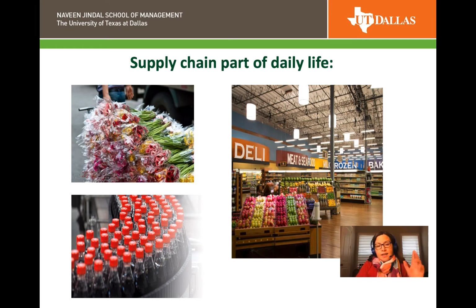So the supply chain is very short because it has to be very expedited. It has to be very fast from the time they cut them until the time they are on sale and in the hands of the consumer, the final consumer.